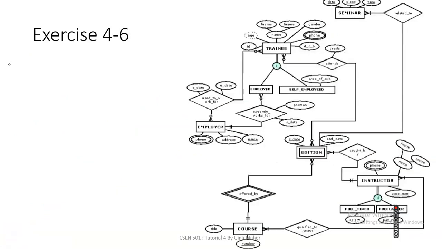Okay, let's solve exercise number 6 in practice assignment number 4. Okay, let's see the entities we have. We have employer, trainee, where trainee can be either employed or self-employed. So we have two subclasses.